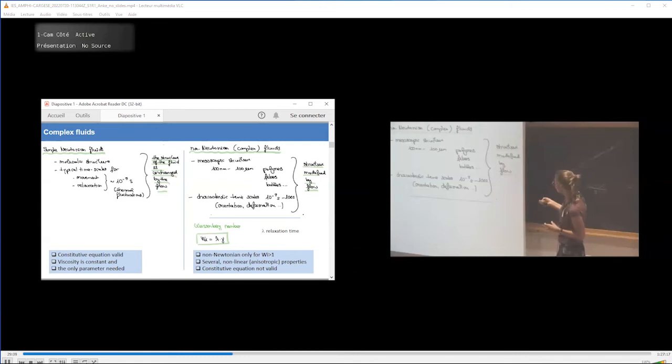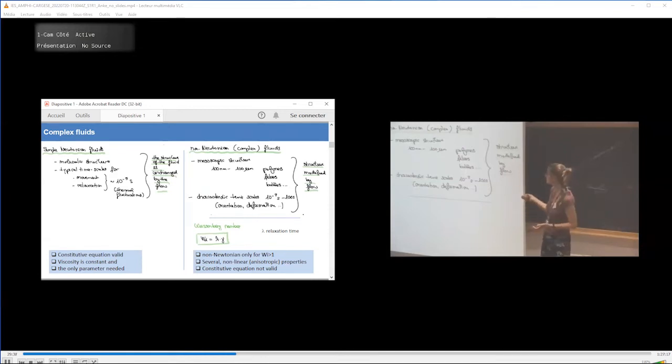And typical timescales of this can vary a lot because it really depends on what you're looking at, but typical timescales can easily go from 10 to the minus 3 to 100 seconds. So it can be a timescale for relaxation, for reorientation, etc. And now you can realize that if you make a shear flow, if you deform your fluid, you will be able to change the internal structure of your fluid. And so you will change the properties of the fluid by applying the stress.